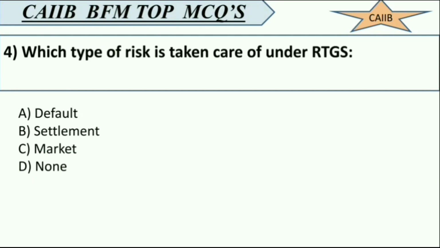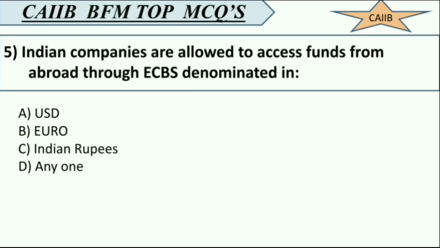Which type of risk is taken care of under RTGS? Which risk is considered in RTGS? Default risk, settlement risk, market risk or none? The correct answer is it is the settlement risk. Next question, question number 5.